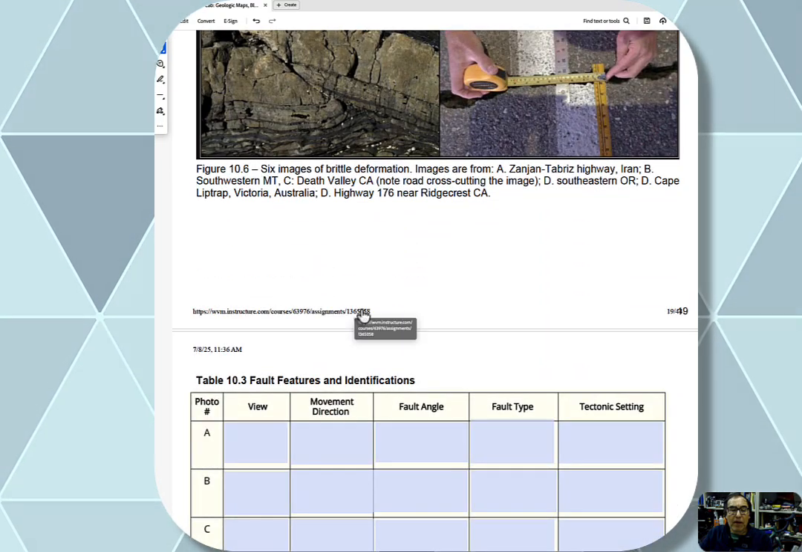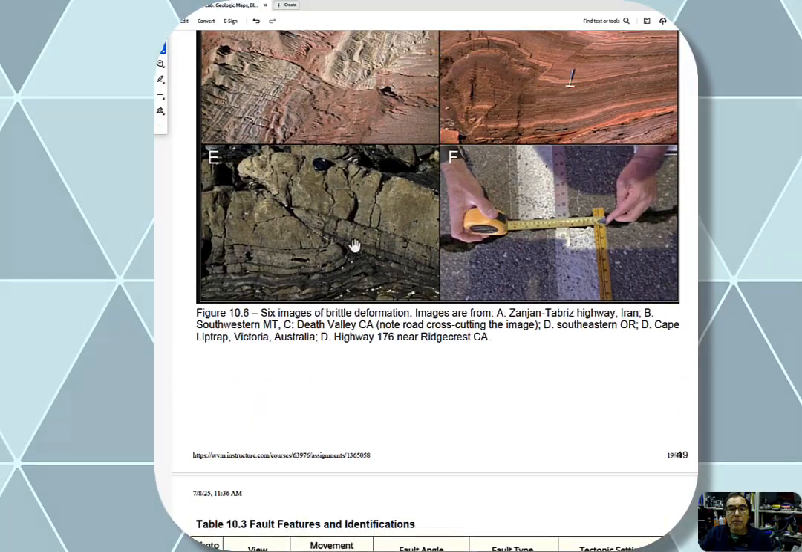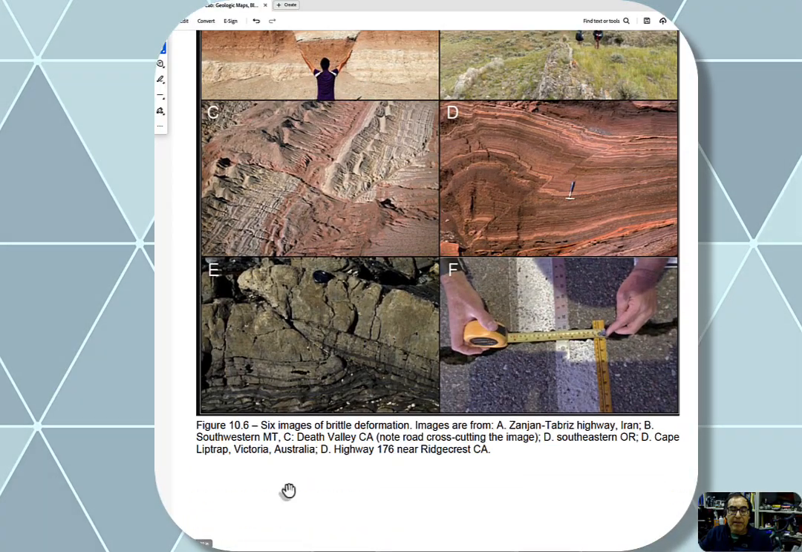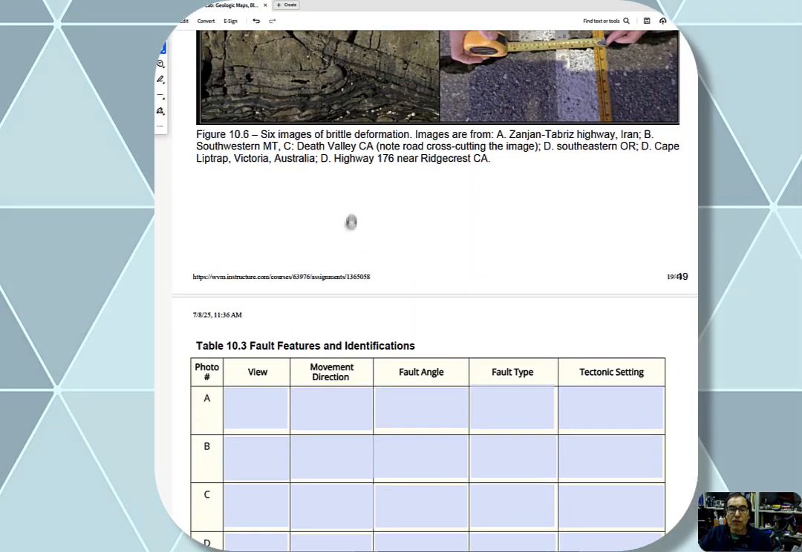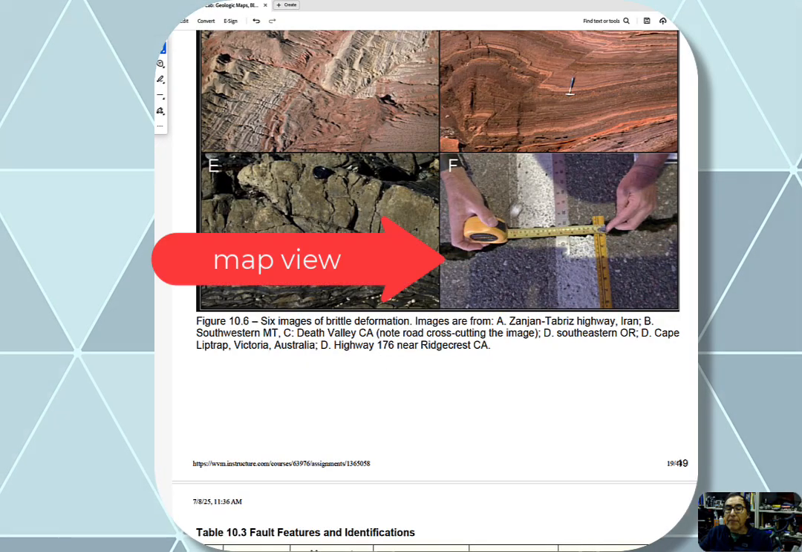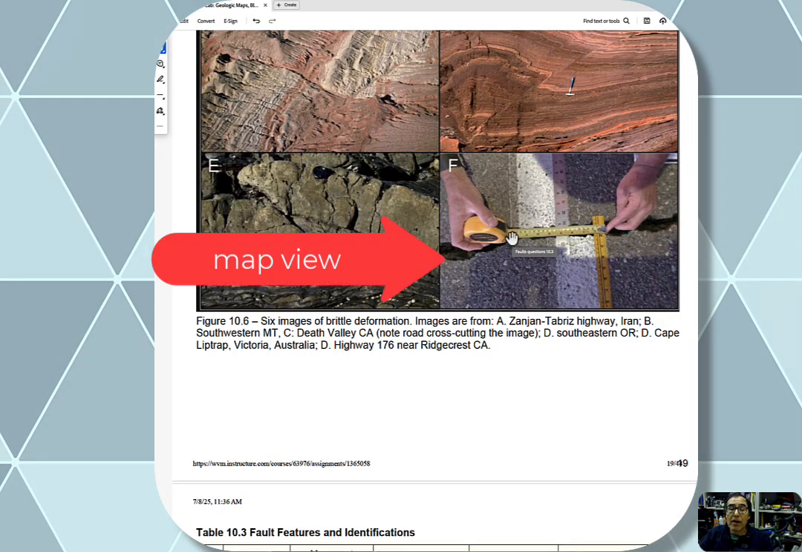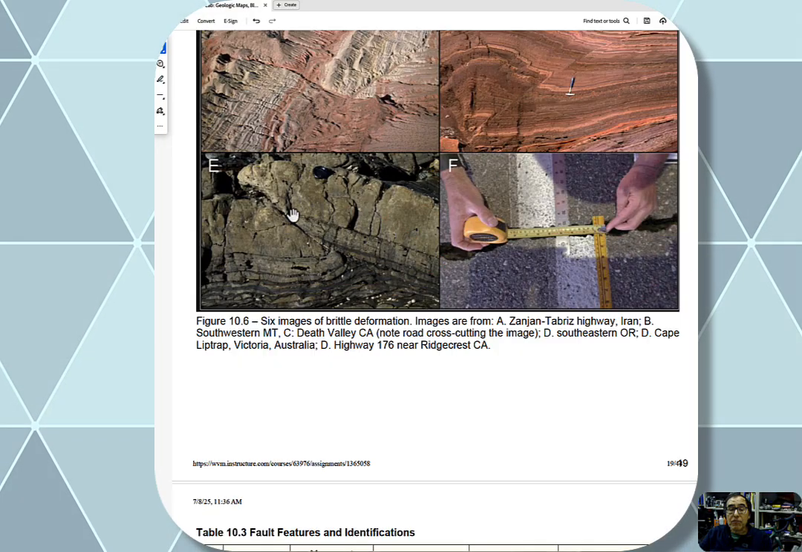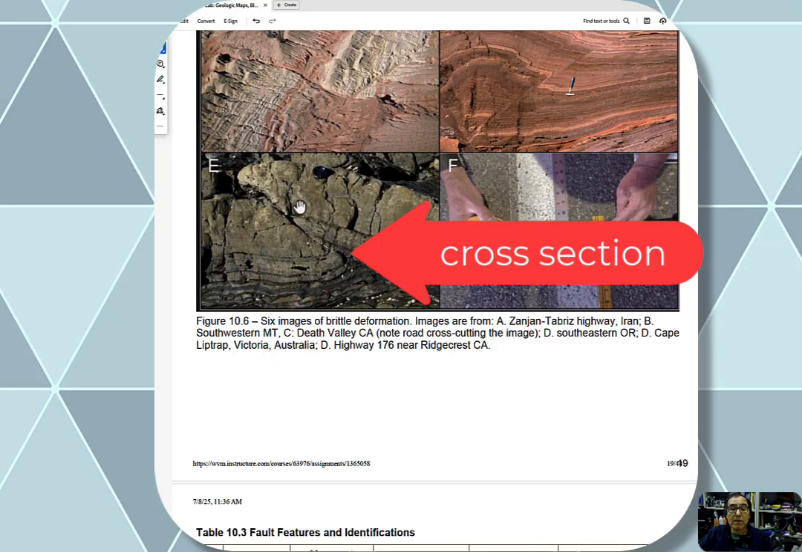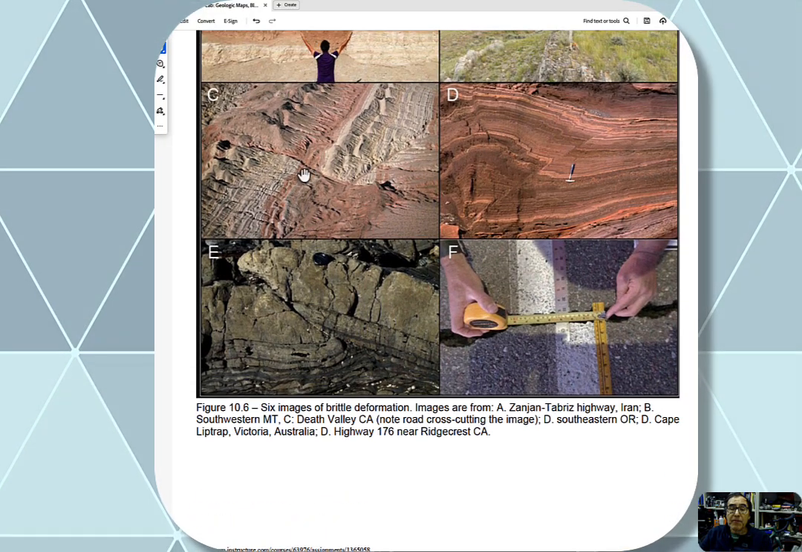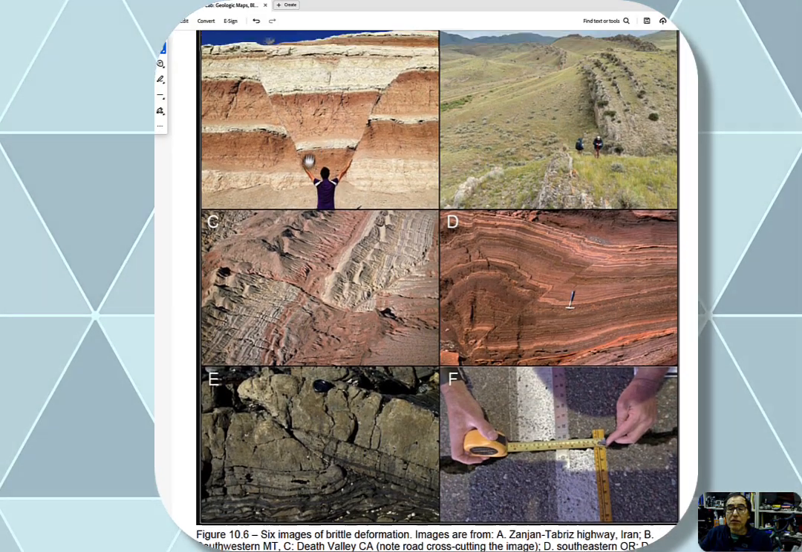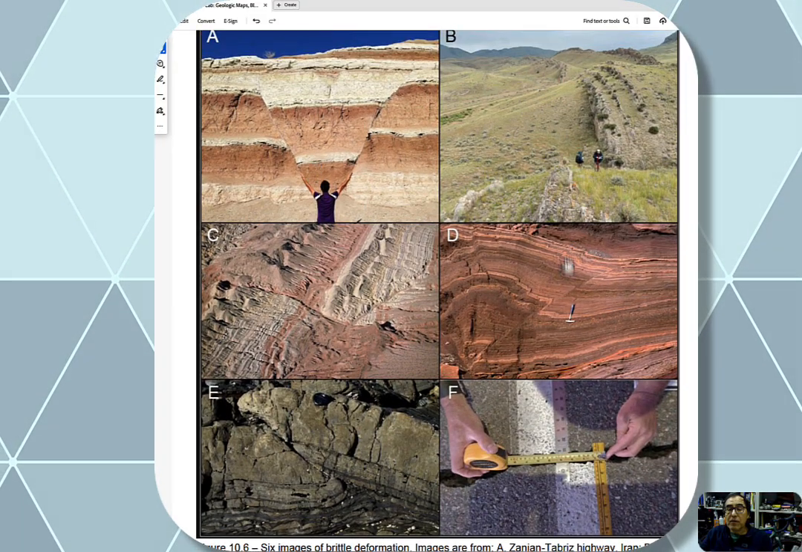And again, you're going to fill out, and I guess for view, what they want to do, so this is, actually, that's a good question. So this question, view, this is a map view because you're looking from above down onto the ground. This is a cross section. You're looking at a side of a hill here, right? This is a map view, right? Here's a cross section. This is a map view, and here's another cross section.